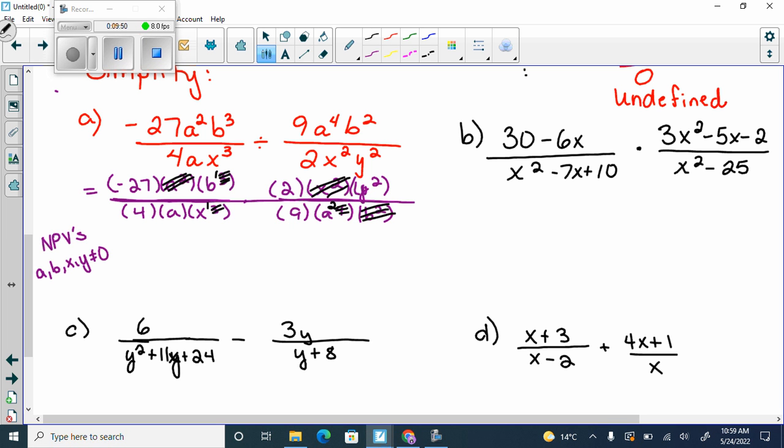Then I can take 2 out of the 4 and the 2. So the 2 completely cancels off. 4 divided by 2 is 2. 27 and 9, I can take out a 9. Negative 27 divided by 9 is negative 3. 9 divided by 9 is a 1. And so I'm going to get negative 3 on the top, b, y squared, over 2 times 1, which is 2. And what's a times a squared? A to the triple. Sure. A to the 3. And then a, b, x, y can't equal 0.